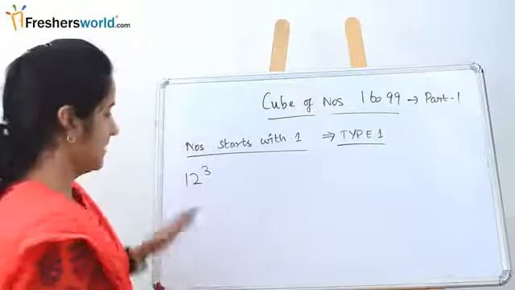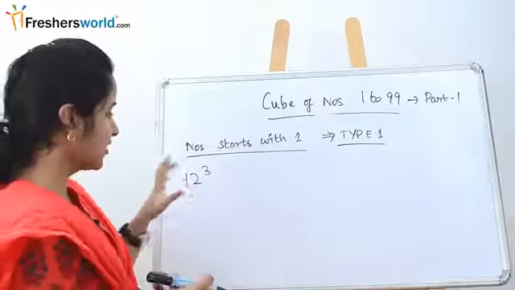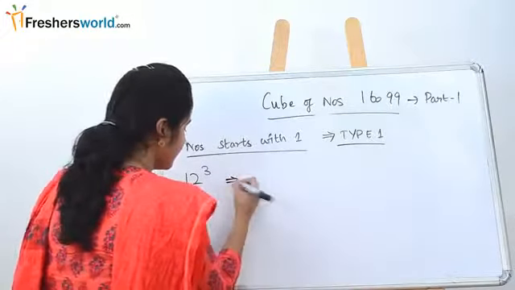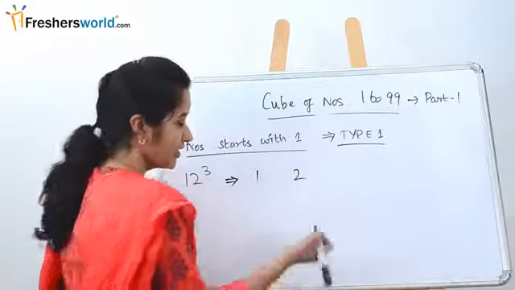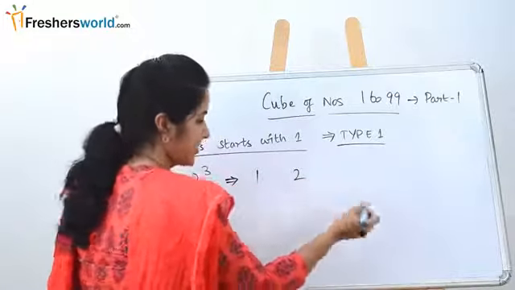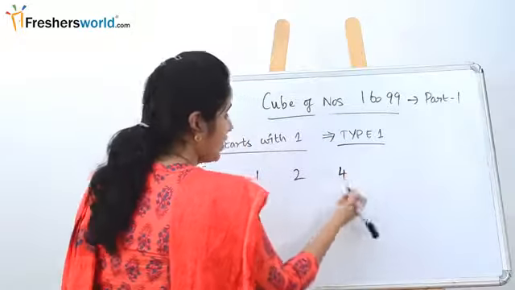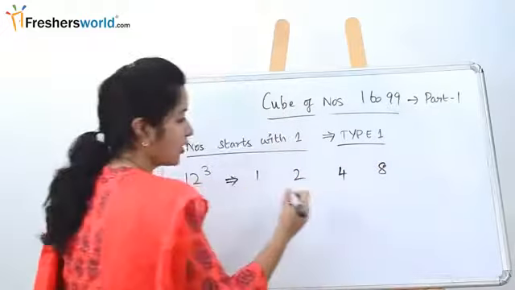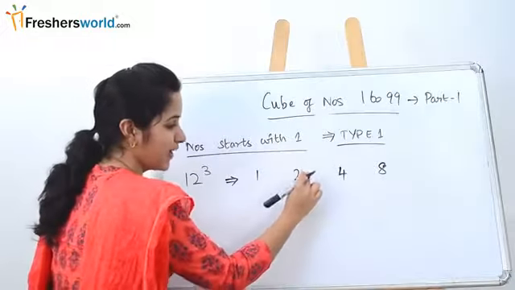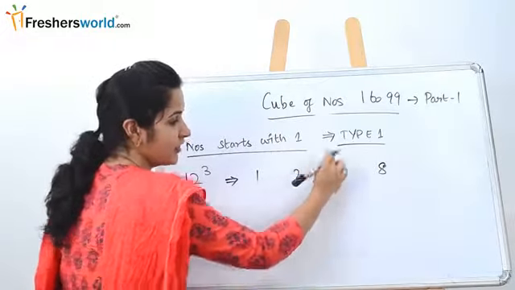Let's take an example. Let's say we want to find 12 cube. So how are we going to write it? First write the first 2 digits as such. Now we're going to square the second digit. 2 square is nothing but 4. Now make the cube of the second digit. 2 cube is 8. So the first step that we did is the square of it, write it here, and the cube of it, write it there.